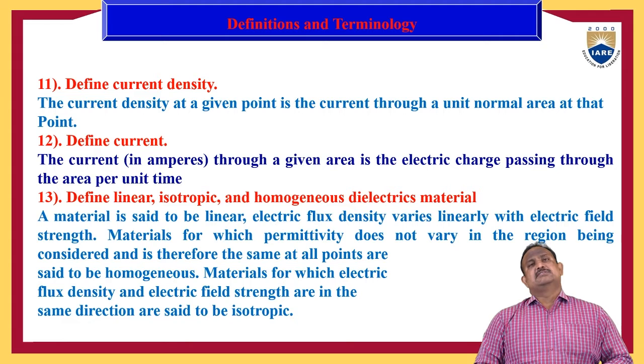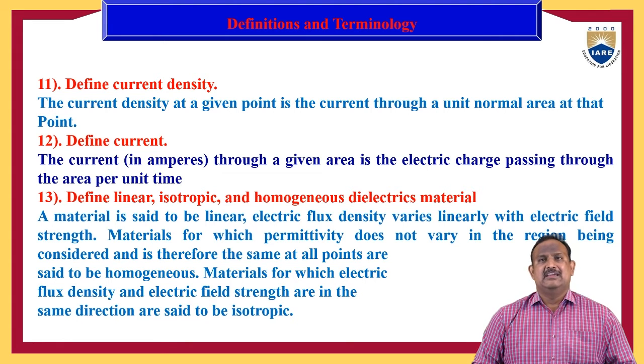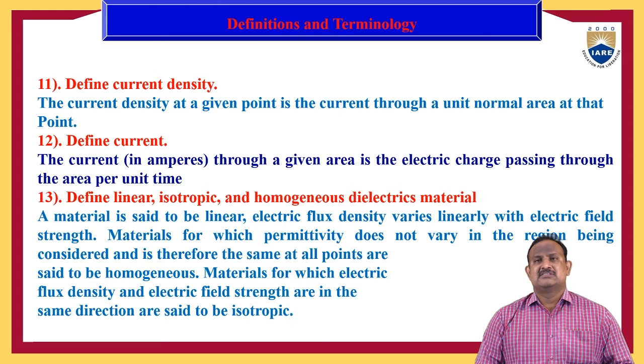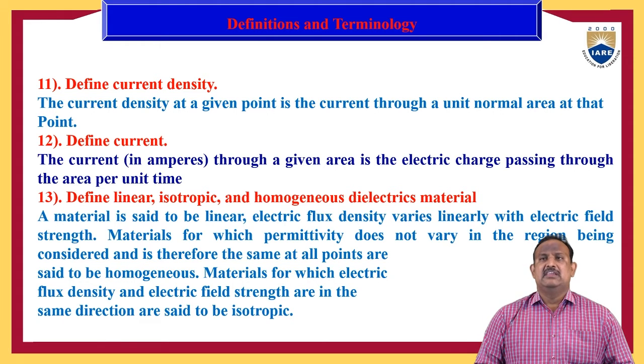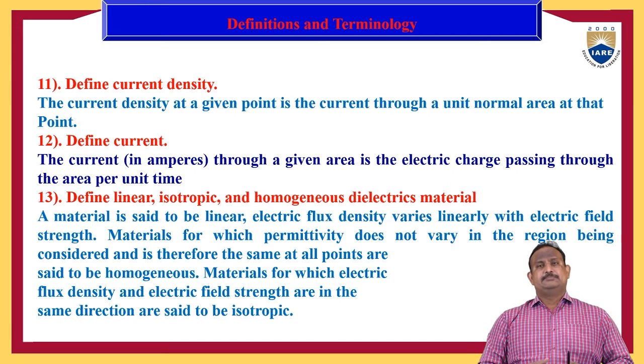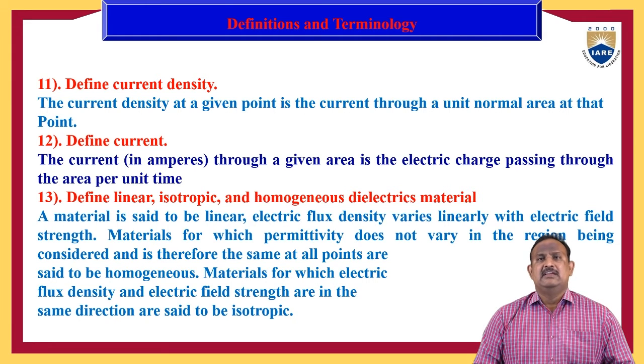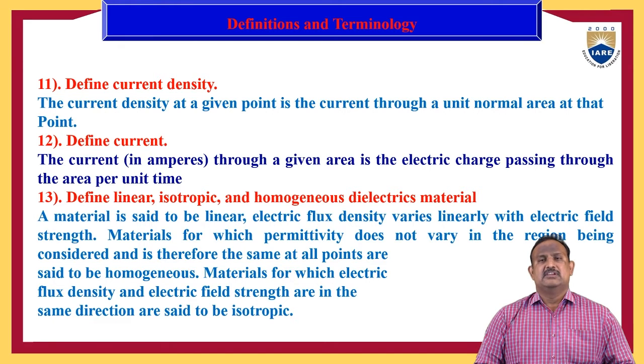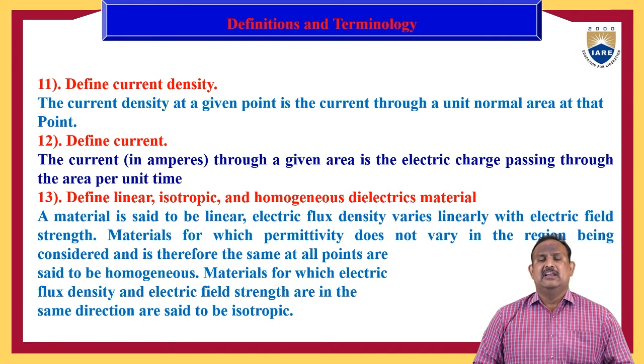So define current density. The current density at a given point is the current through a unit normal area at that particular point. So define current. The current can be measured in amperes. The current through a given area is the electric charge passing through the area per unit time. Next, define linear, isotropic and homogeneous dielectric mediums. These are the three definitions of a dielectric material. So a material is said to be linear.